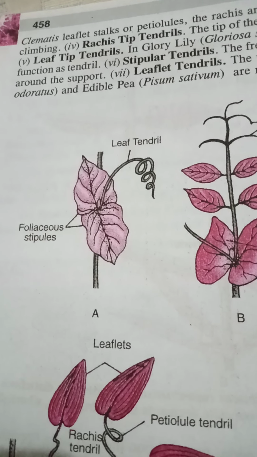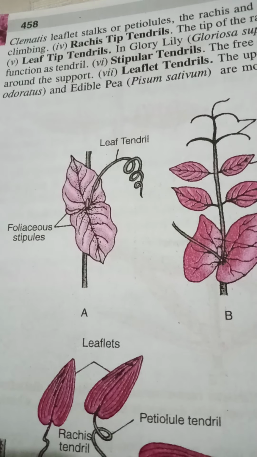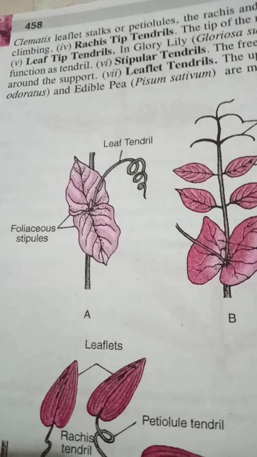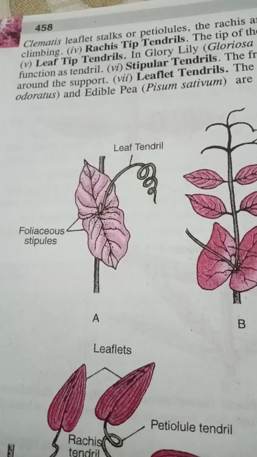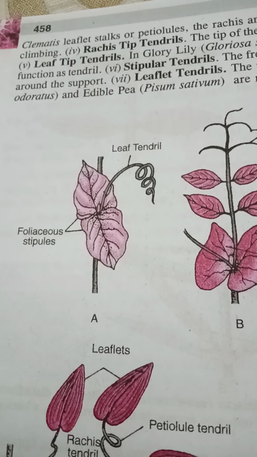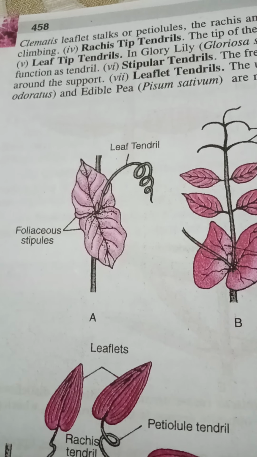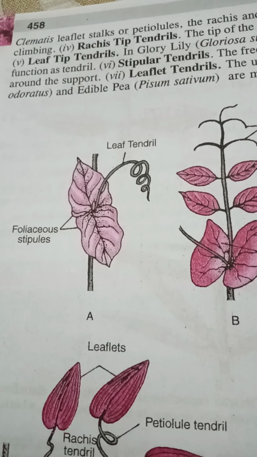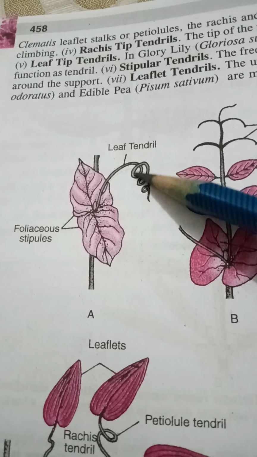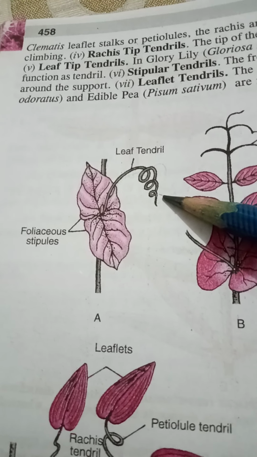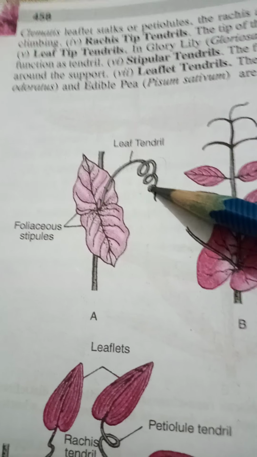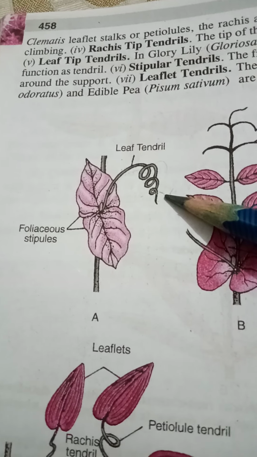So the first modification is the leaf tendril. That means different structures, according to their requirements, develop different modifications. So first is the tendril. The leaf and the leaf part get modified to form green, long, thin, unbranched and sensitive thread-like structures which are called the tendrils. Now, we have already studied tendrils in case of stem also, isn't it? What is their function? They help in climbing.